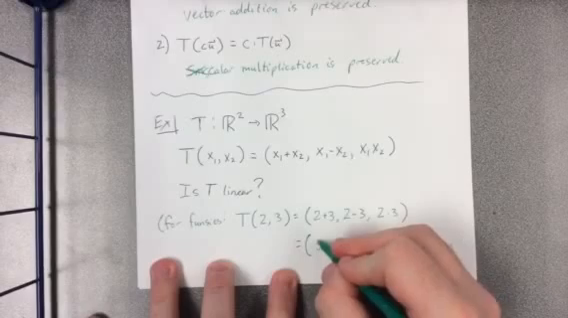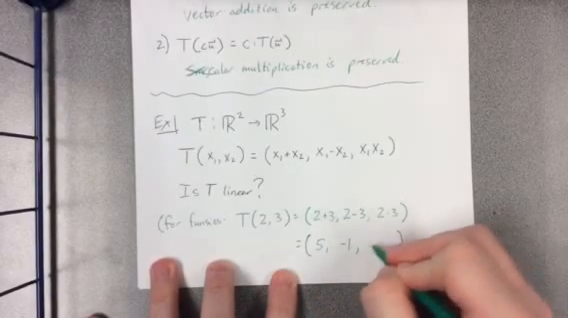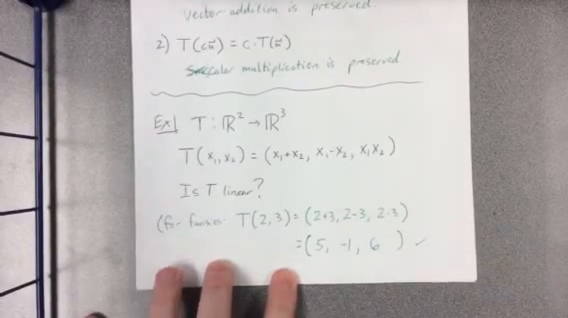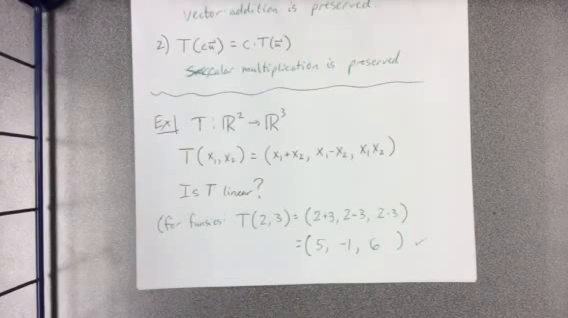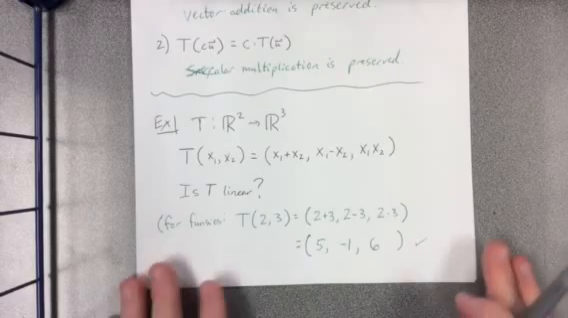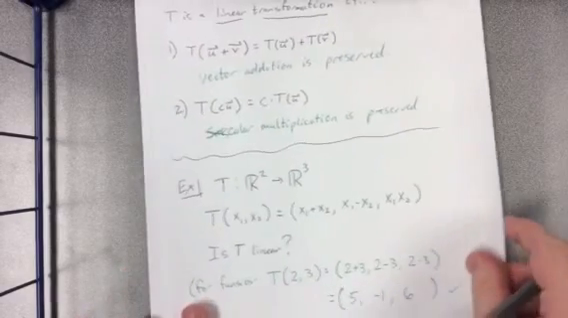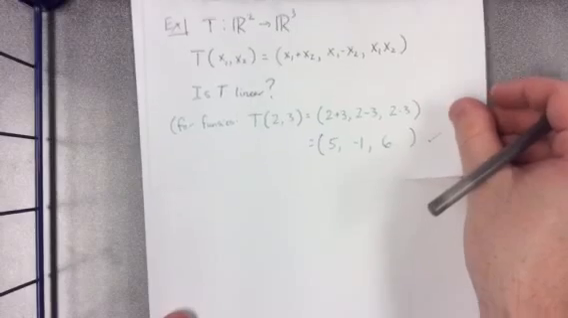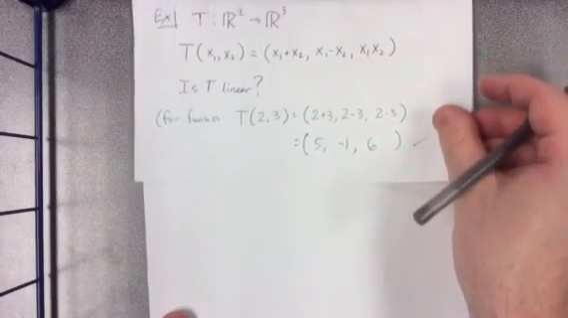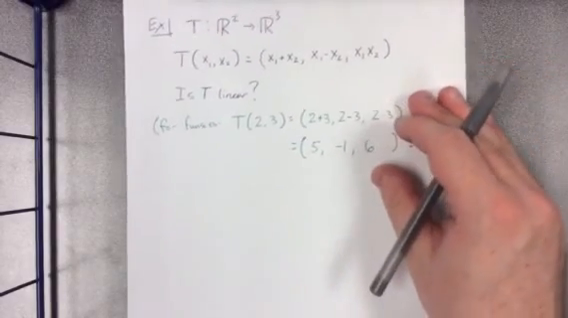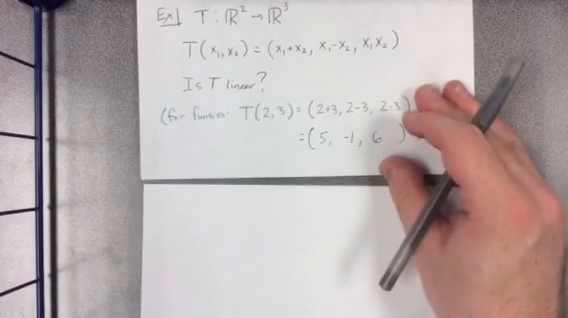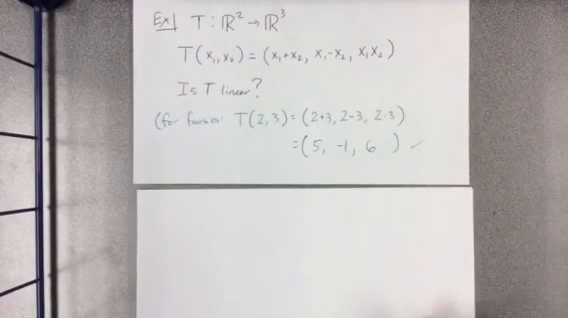Simplifying all three of these, pretty sure I can do this without a calculator, we get that the image of the vector 2, 3 through this transformation would be the vector 5, negative 1, 6, just to give you an idea of what an output is going to look like. So let's leave this on screen.